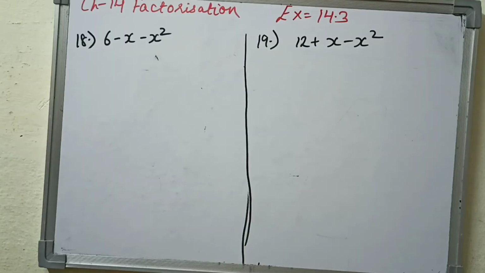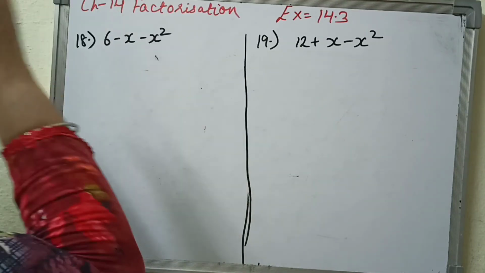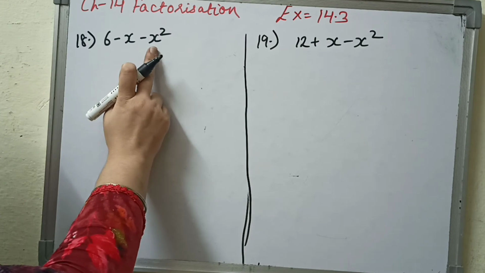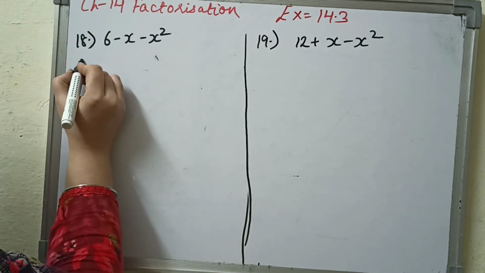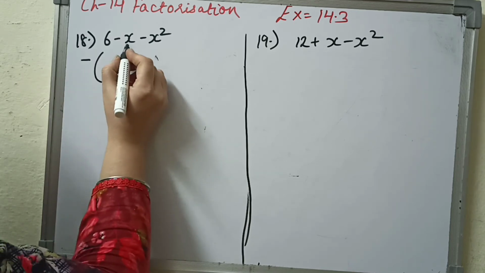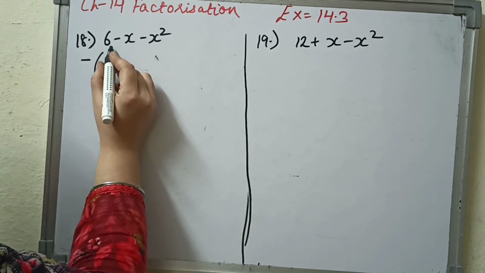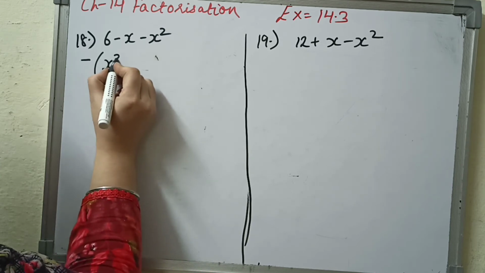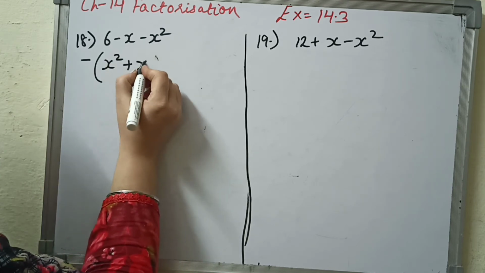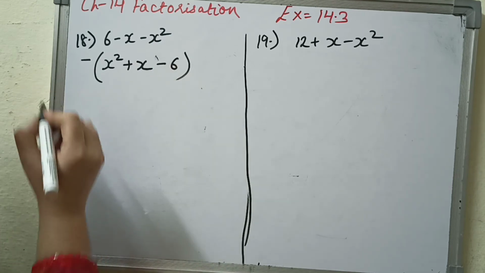Sum number 18, 6 minus x square. Here the coefficient of x square is negative, so first of all we make it positive. So I take the minus sign common. So the sign inside the bracket of each term becomes opposite: minus x square becomes plus x square, minus x becomes plus x, and plus 6 becomes minus 6.